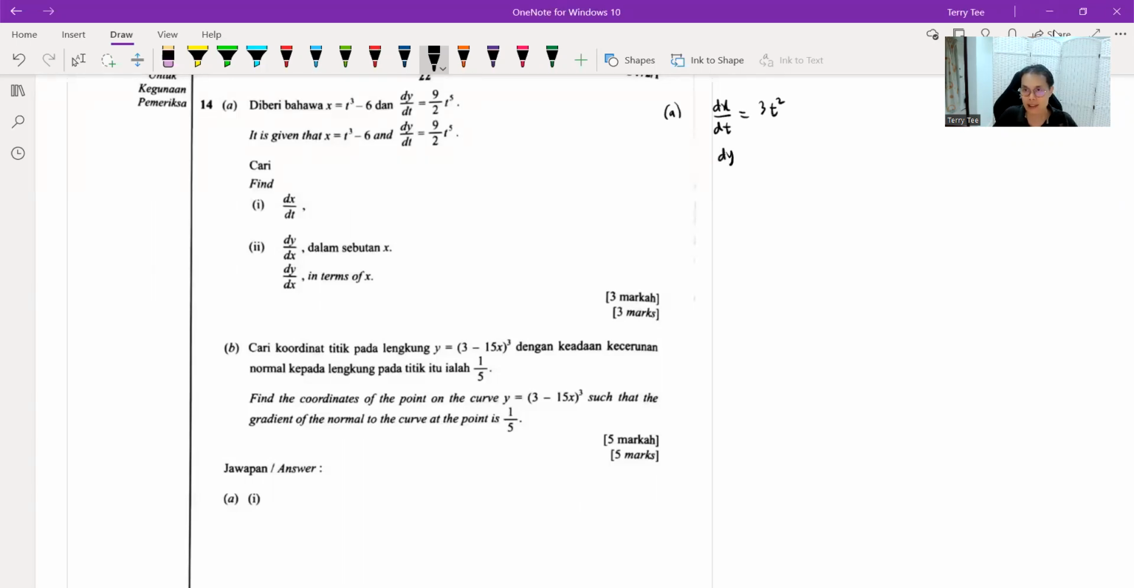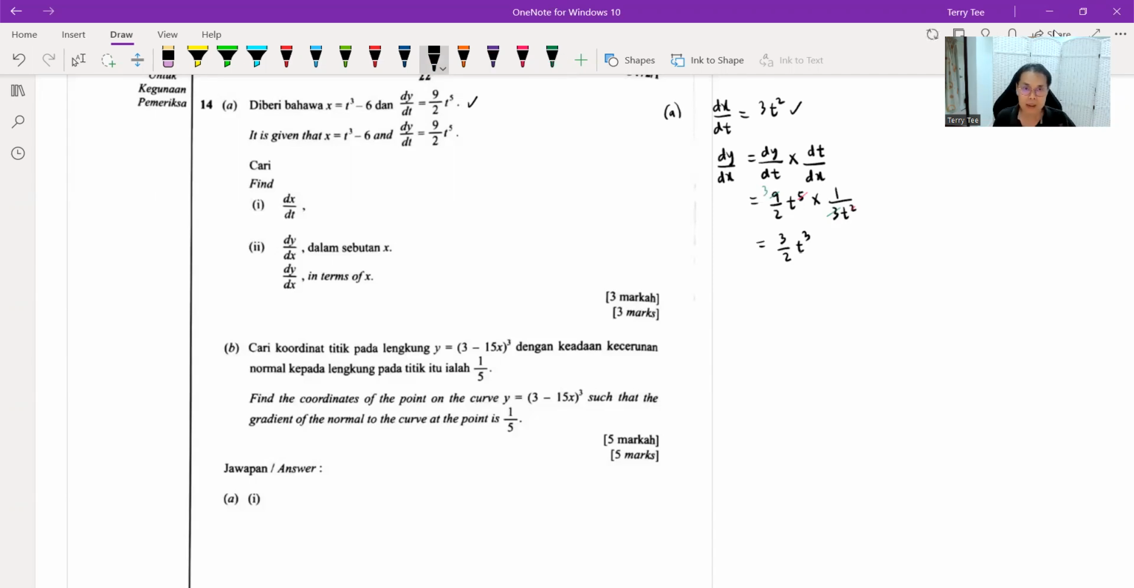I want to find my dy/dx. Now, we know using the chain rule, dy/dx you can split into 2. This is your dy/dt, this is your dt/dx. My dy/dt, I already have it here, is 9 over 2t to the power 5. dt/dx, I have to take this and invert it, 1 over 3t squared. I can cancel 9 and 3, I get 3. I can cancel t to the power 5 with t to the power 2, I'm left with t cubed. So this is 3 over 2t cubed.